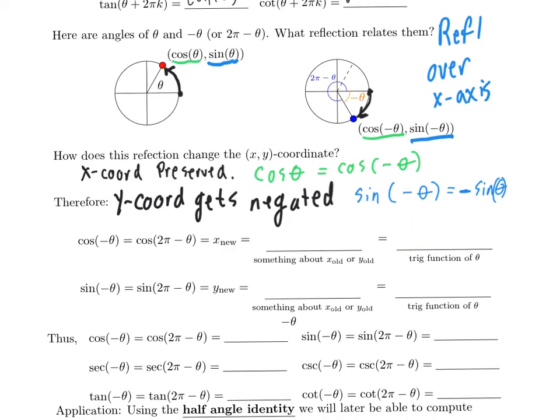Oh, so I guess saying this again, cosine of negative theta is the new x coordinate. I'll continue writing that in green. That's the same thing as the original x coordinate, but that's cosine of theta. Sine of negative theta is the new y coordinate, but the new y coordinate, when you do the symmetry, becomes exactly the negative of the old y coordinate. And the old y coordinate, that's just sine.